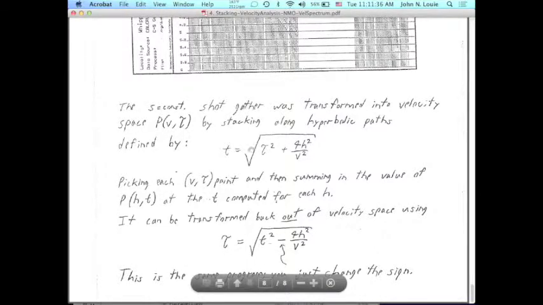And notice the similarity between these two equations. This is the output, this is the input. And in the inverse, this is the output, this is the input. You use the same equation, just change the sign. Same program, same equation. You give the program a command-line parameter that says change the sign, do the inverse.